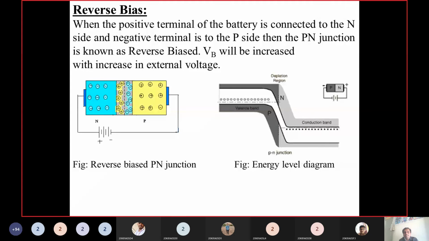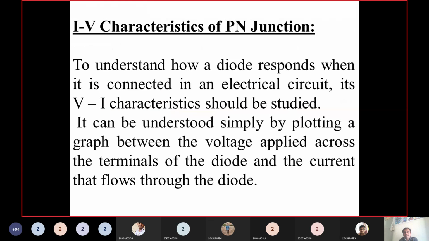Now coming to the IV characteristics of the PN junction diode.